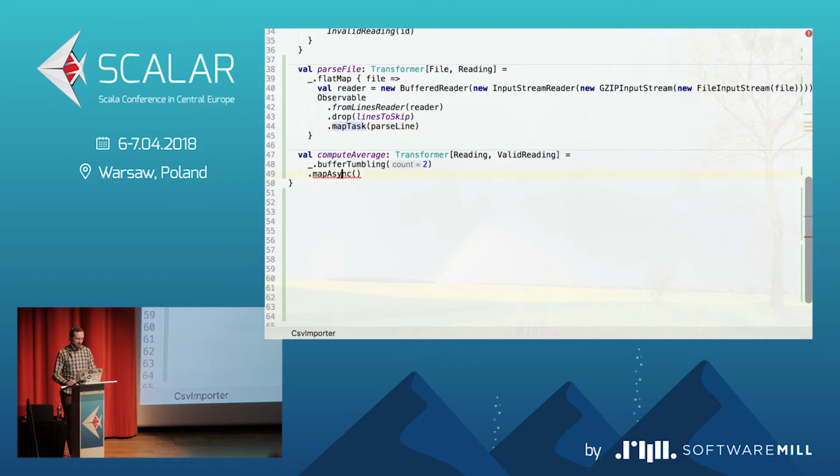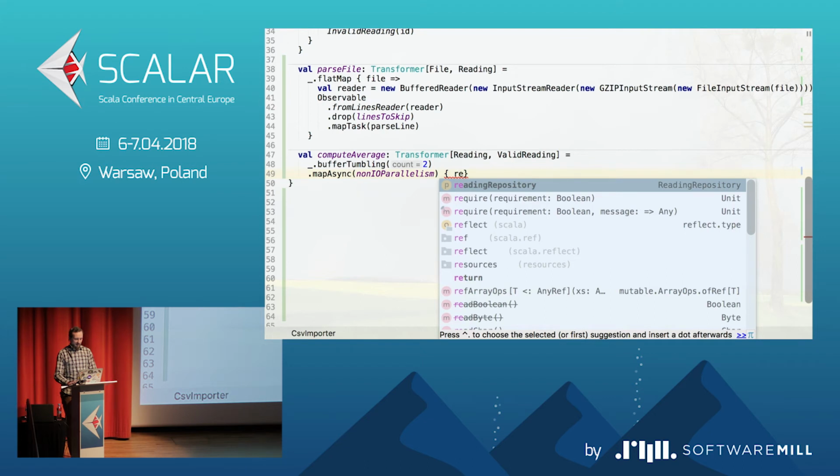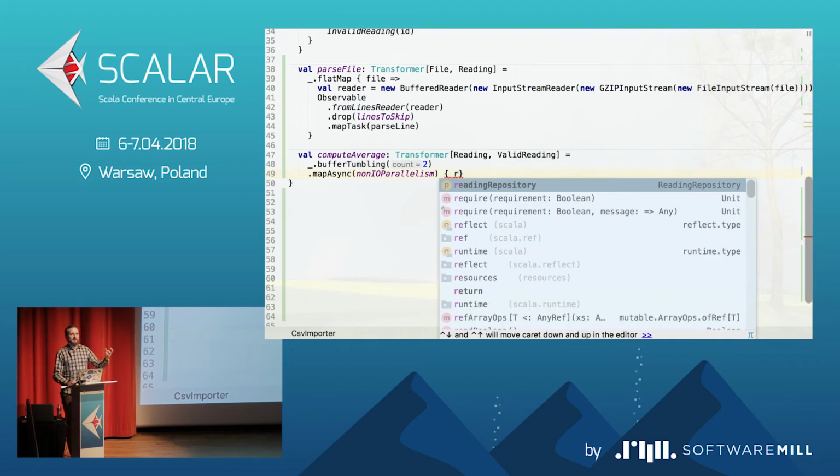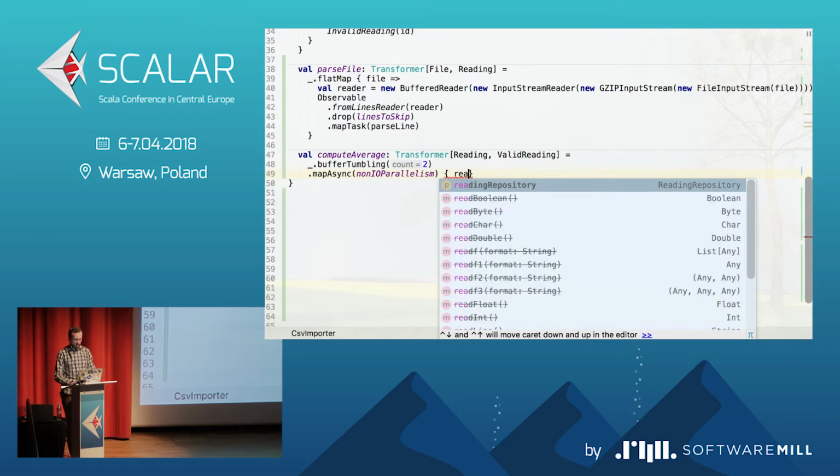So the map async takes 2 parameters. First is the parallelism level. So this is the number of computations that are going to happen in parallel. We have a configuration parameter for non-IO parallelism, so for all the computations that happen in memory. And the second parameter is a function that takes the element and then returns a task. So returns a description of an async computation.